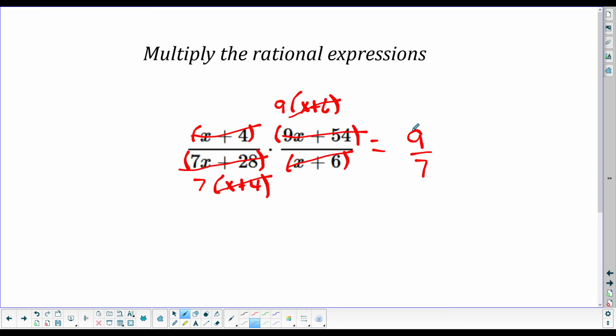And this cannot be simplified. I can look at the factors of 9, which are 3, but 7 is prime, and so I can't really factor that down anymore. So that's how I would leave my answer there, as 9 over 7.